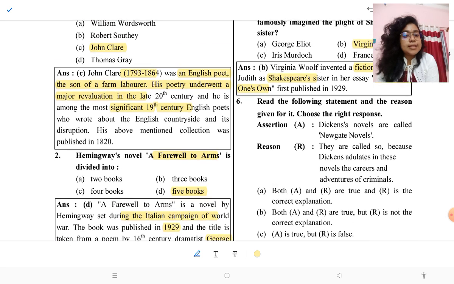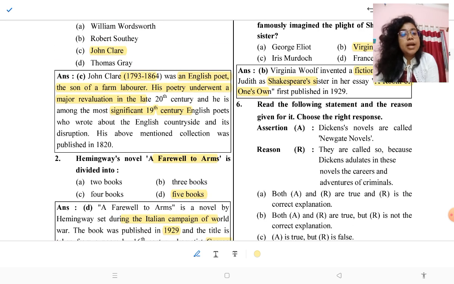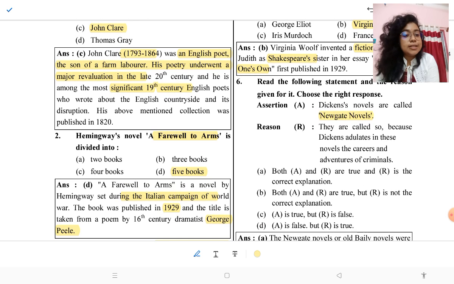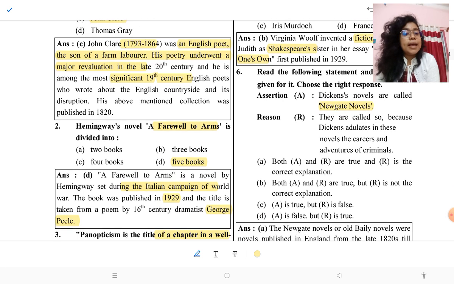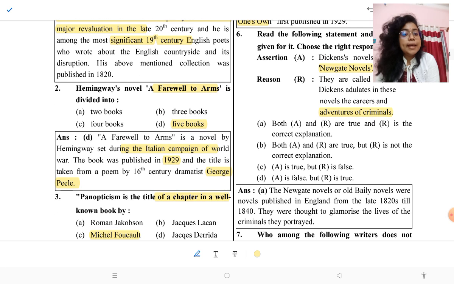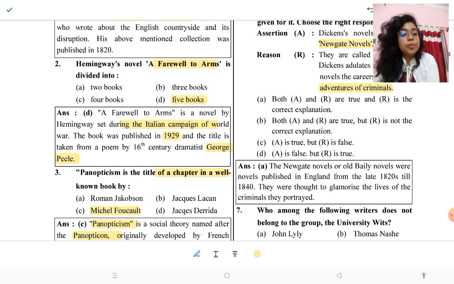Then a statement, assertion and reasoning question. Dickens's novels are known as Newgate novels, and they are called so because Dickens depicts in these novels the careers and adventures of criminals. So this is right, because of Newgate novels; both the assertion and the reasoning are right.